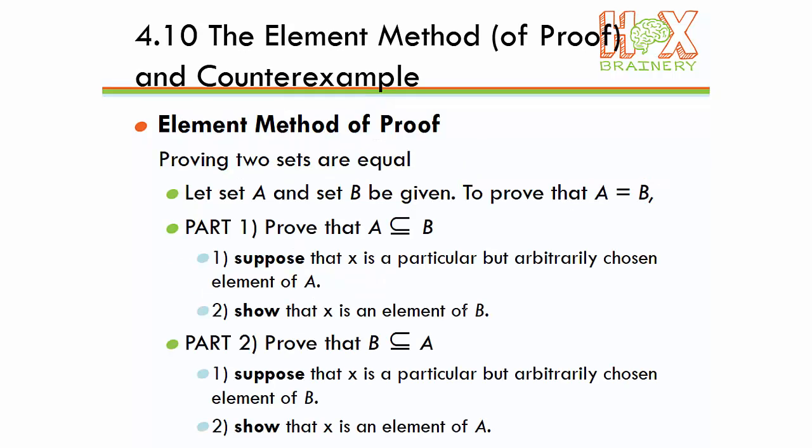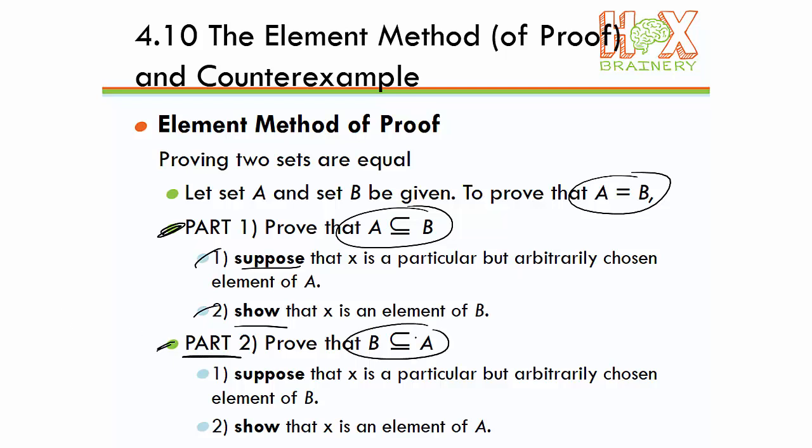So this is our element method of proof when we're proving two sets are equal. We're going to let set A and set B be given, and then to prove that A equals B, you're going to have two parts. The first part will be to show that A is a subset of B. You're going to suppose that x is a particular but arbitrarily chosen element of A, and then show that x is an element of B. Then in part 2, you're going to do the other subset. You're going to prove that B is a subset of A. To do this, you're going to suppose that x is a particular but arbitrarily chosen element of B, and then show that x is also an element of A. There are going to be two parts to your proof when you're proving equal sets.